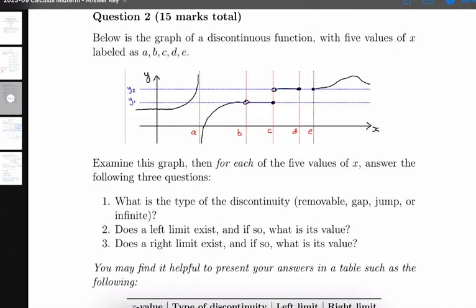Yeah. So below is the graph of discontinuous functions with 5 values of x labeled as a, b, c, d, and e. Okay, let's pause there. What is that saying? It's talking about a function. Which is the graph. The graph, yeah. Discontinuous function.